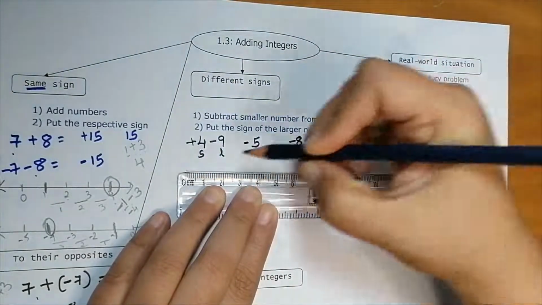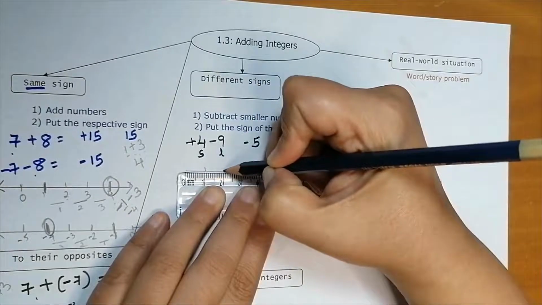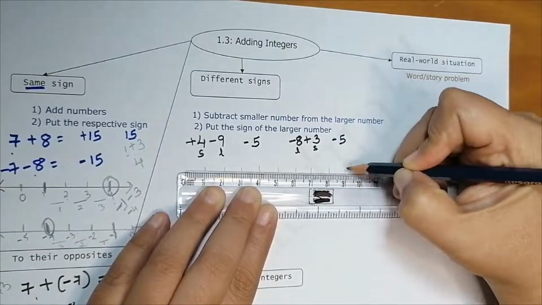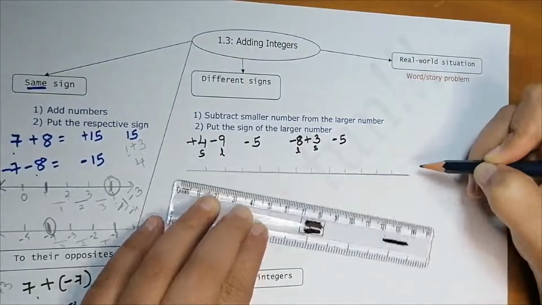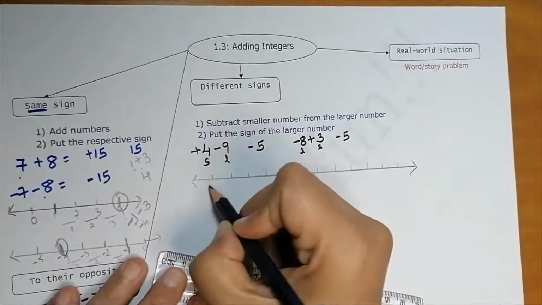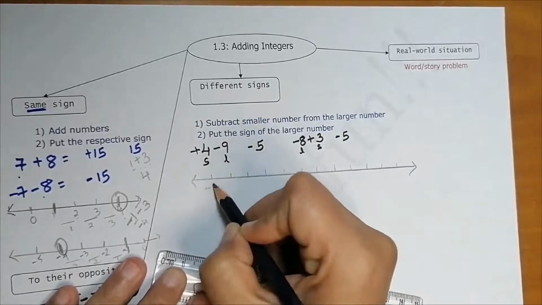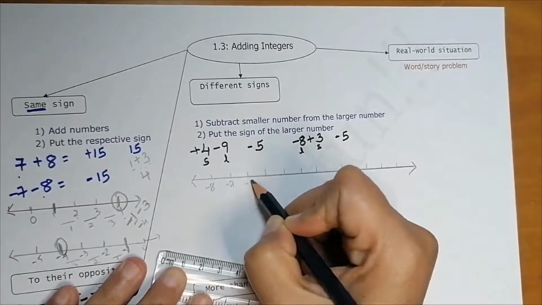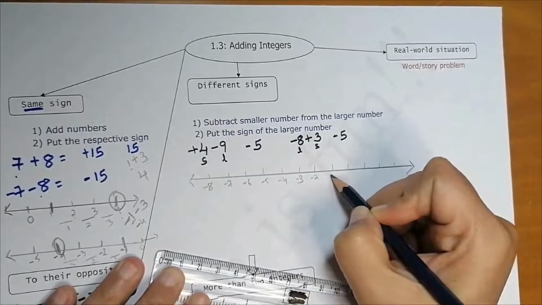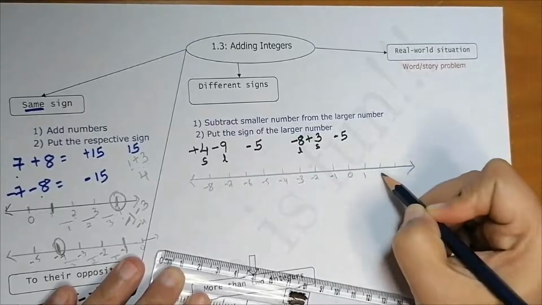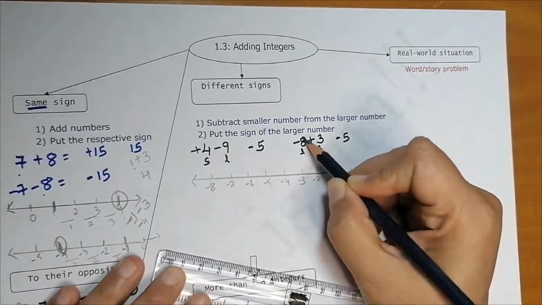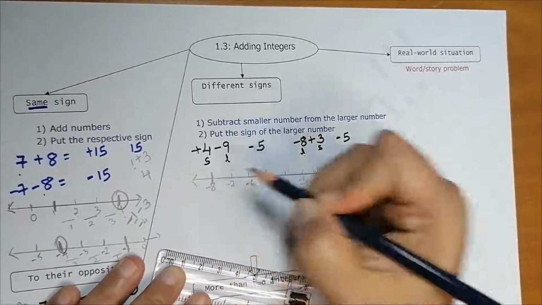Okay, we go here. Then we start: 1 unit, 2, 3, 4, 5, 6, 7, 8, 10, 11, 12. Okay, so let's start numbering because here it's minus 8. Let's start minus 8, minus 7, minus 6, minus 5, minus 4, minus 3, minus 2, minus 1, 0, 1, 2, 3. Okay, so we'll begin at minus 8.